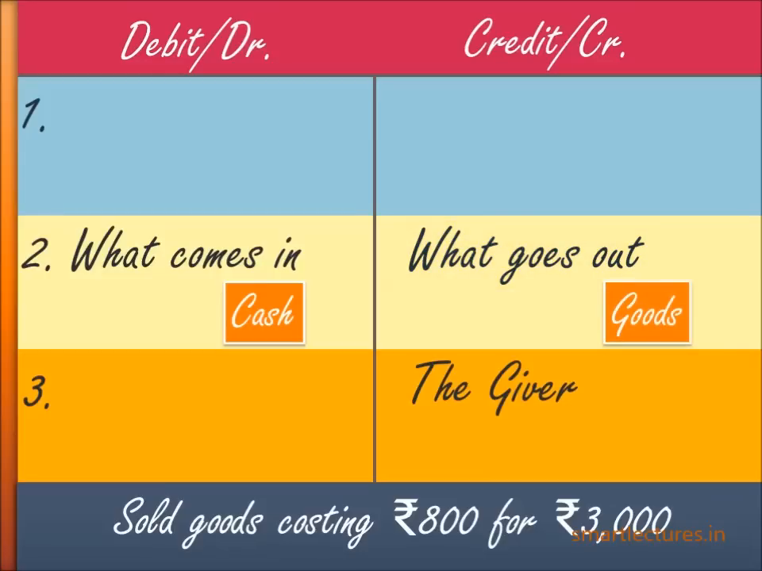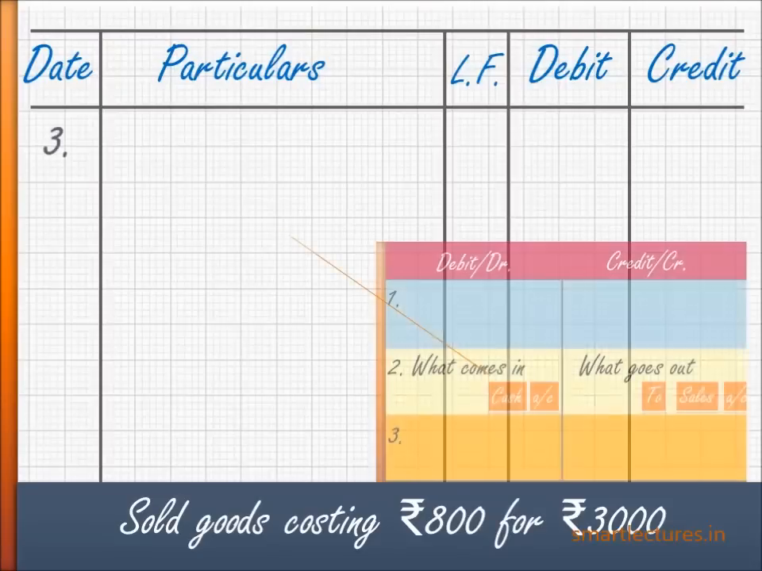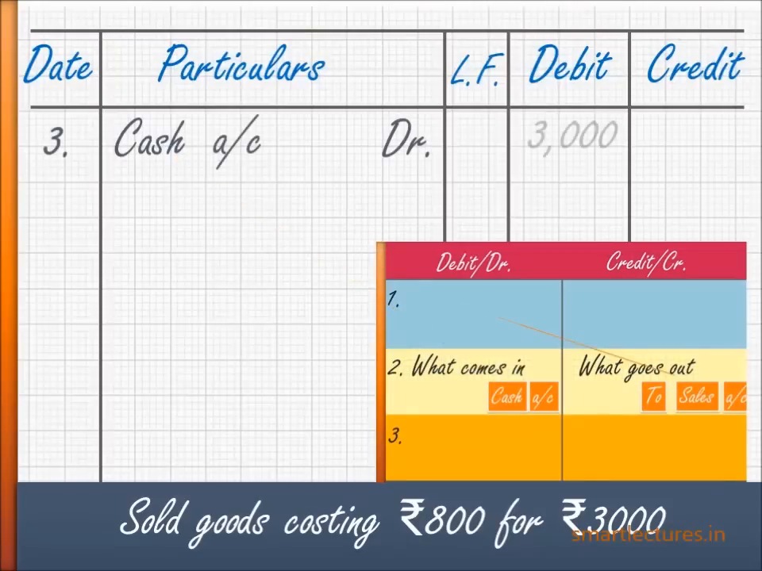So you write down goods. But you know, we cannot write down goods. Either we can write purchases or sales. It's a clear-cut case of sales. So we'll write down sales instead of goods. So on the debit side cash, on the credit side sales. So cash account to sales account. Let's go to the journal entries. What will be the journal entry? Cash account debit to sales account rupees 3,000.